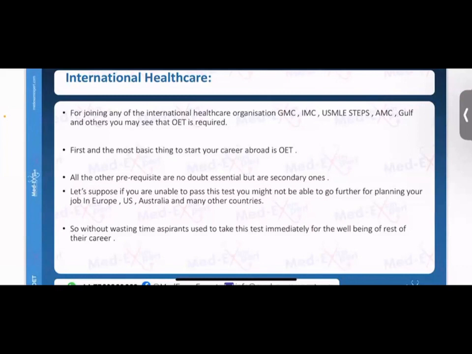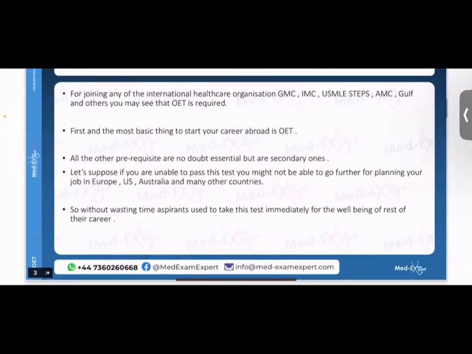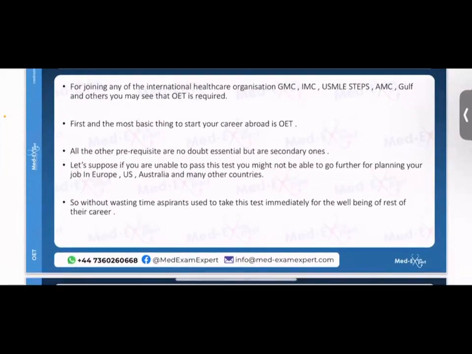They go on with different verification processes, and then they think, okay, we can do OET at a later stage. But this doesn't help. They think they are saving time, but to be very honest, it is not true. You're not saving your time, you're wasting it, because if you pass OET very soon, you can easily get registered and save your time in this way. So aspirants should take the test immediately for the well-being of the rest of their career. This is a very important point.